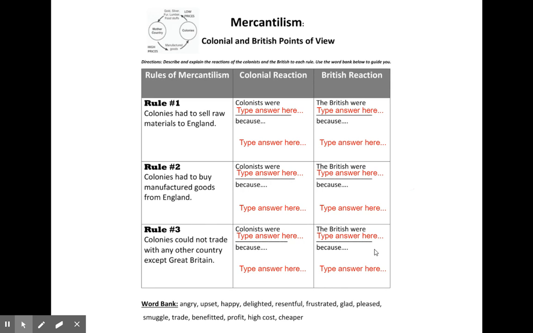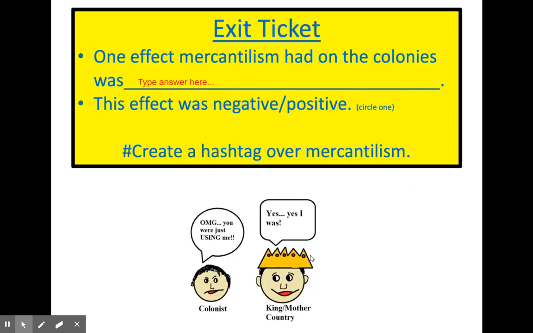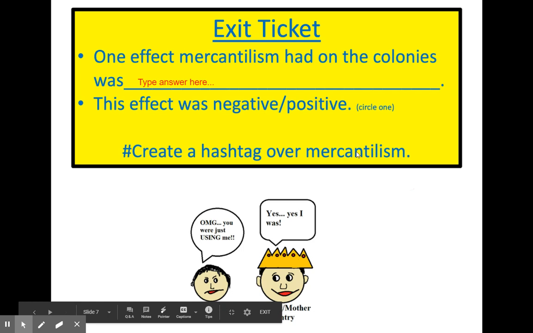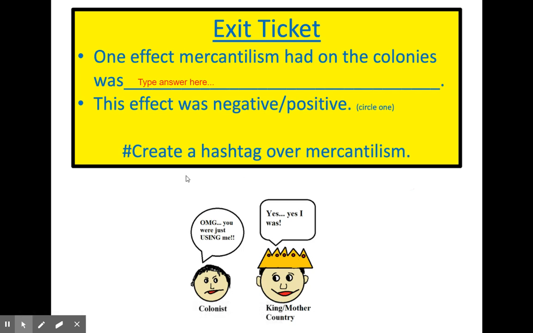This is the rule between Great Britain and the colonies, because mama is the mama. She's Great Britain. The colonies are her kids, and her kids have to listen to her rule, and her rule is mercantilism. So you're going to complete this chart, and when you're done with that, you'll type an answer. One effect of mercantilism on the colonies was, give me an answer. This effect, tell me if it was negative or positive.